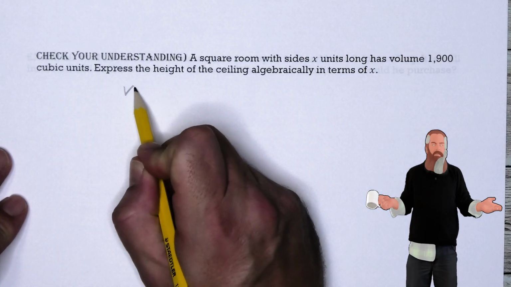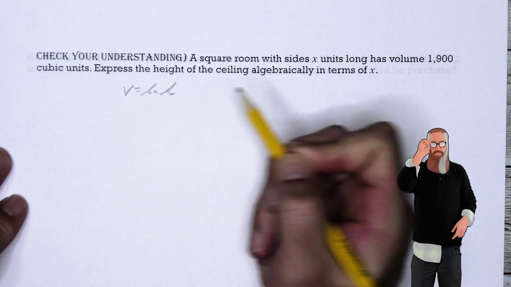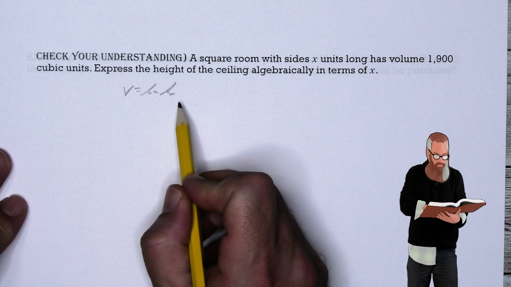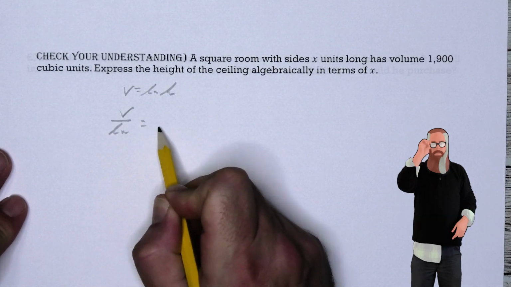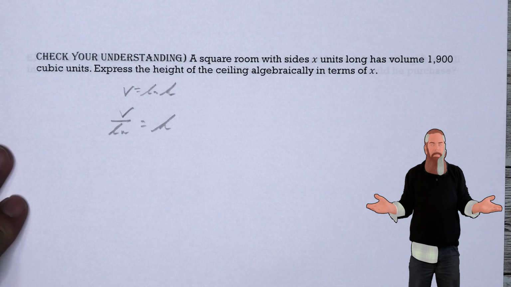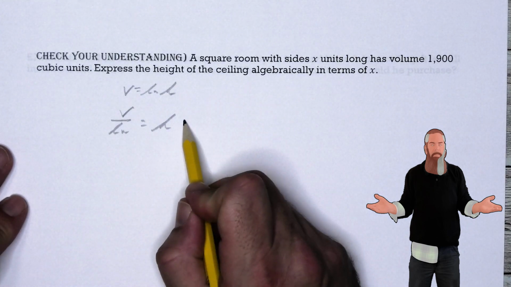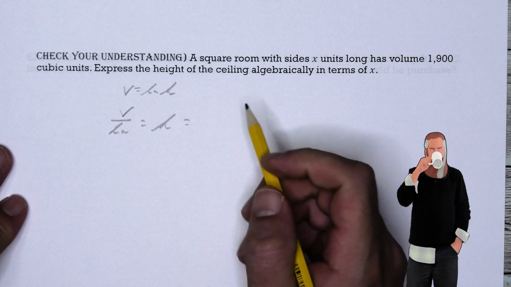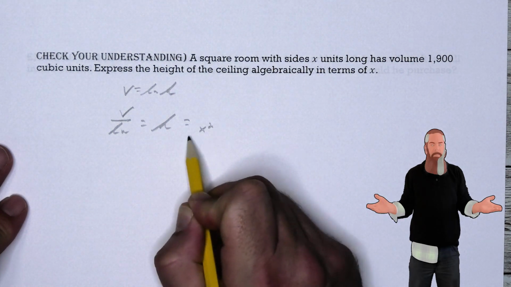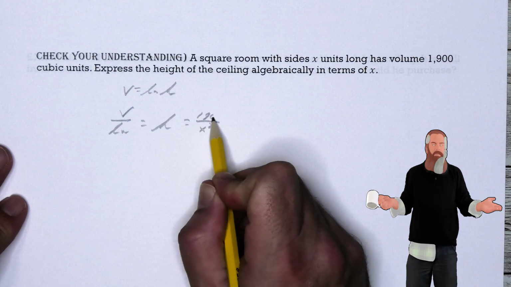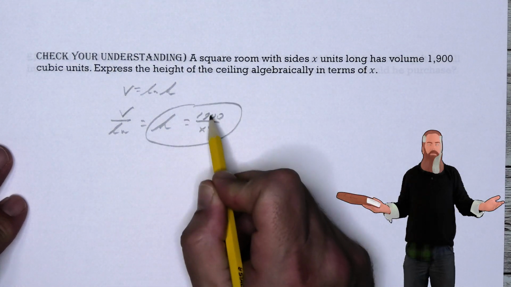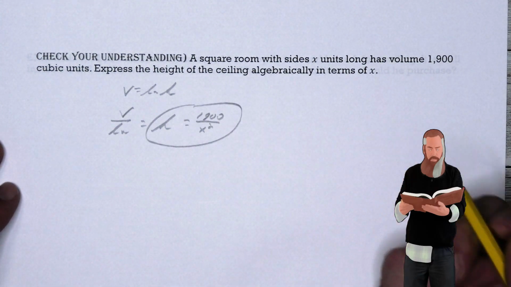We already know that the volume is length times width times height, and if we're trying to solve this for h, then the volume divided by the length and width will give us the height. We know that the length and width are both values of x. X times x will give us x squared in the denominator, and we've been given the volume to be 1900, so h is equal to 1900 divided by x squared.